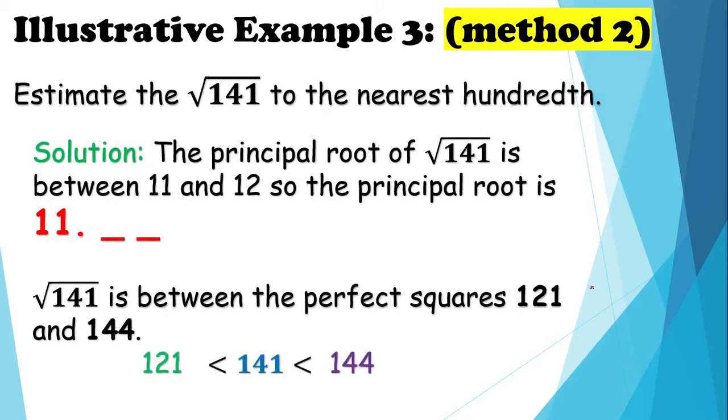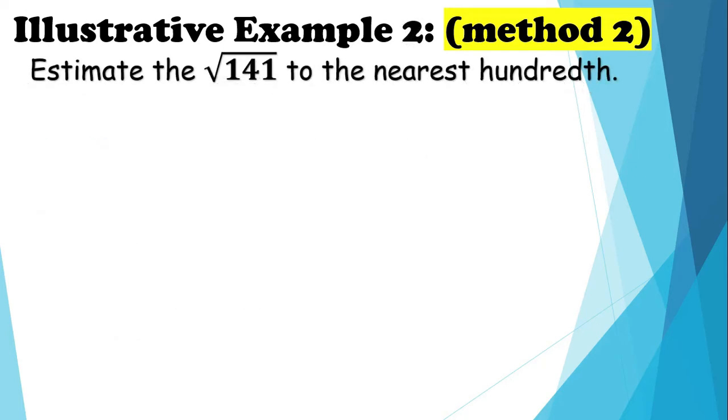So the square root of 141 is between the perfect squares 121 and 144. So the small perfect square is 121, and 141 is the radicand, and 144 is the big perfect square. So madaling tandaan yan. Kailangan lang tandaan na kung ano yung mababang perfect square at ano yung mataas na perfect square at kung ano mismo yung radicand.